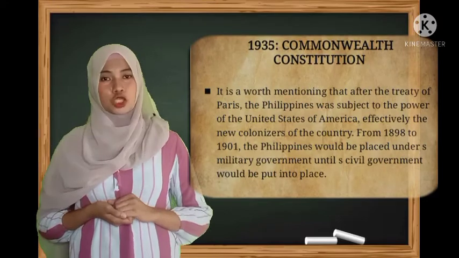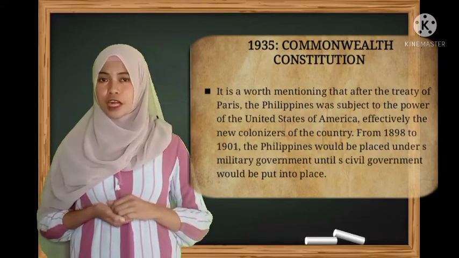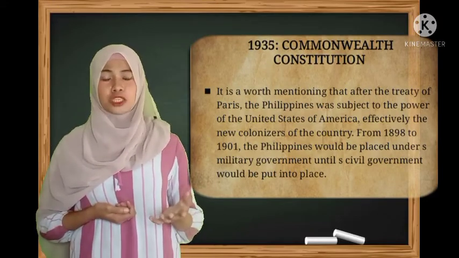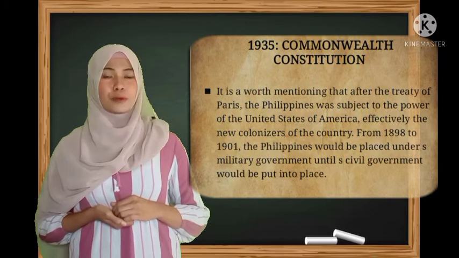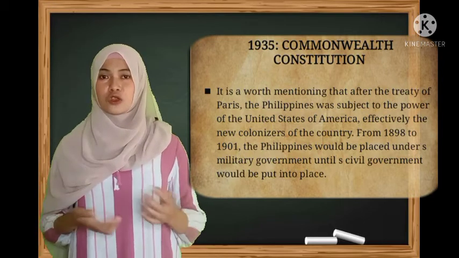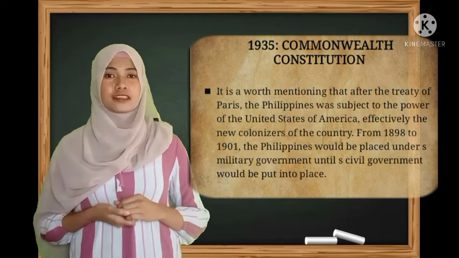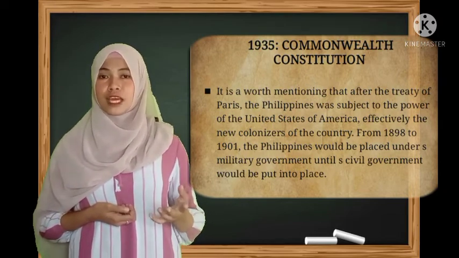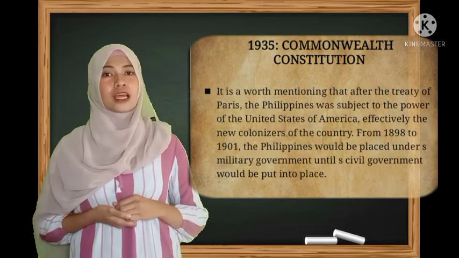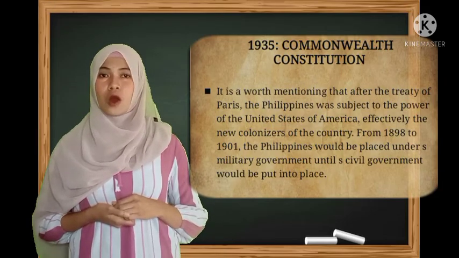It is worth mentioning that after the Treaty of Paris, the Philippines was subject to the power of the United States of America, effectively the new colonizer of the country. From 1898 to 1901, the Philippines would be placed under a military government until a civil government would be put into place.